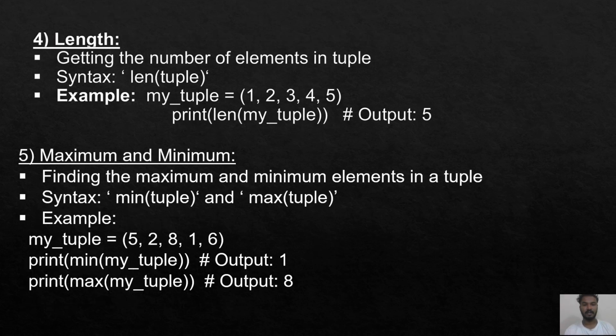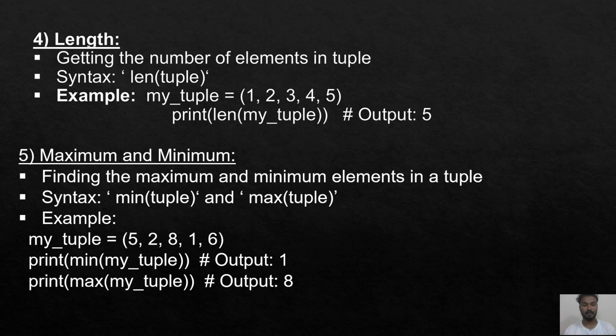Fourth, getting the number of elements in a tuple. The syntax for that is len of tuple. For example, my_tuple is equal to (1, 2, 3, 4, 5). Print the length of the above variable. The output for that is 5.